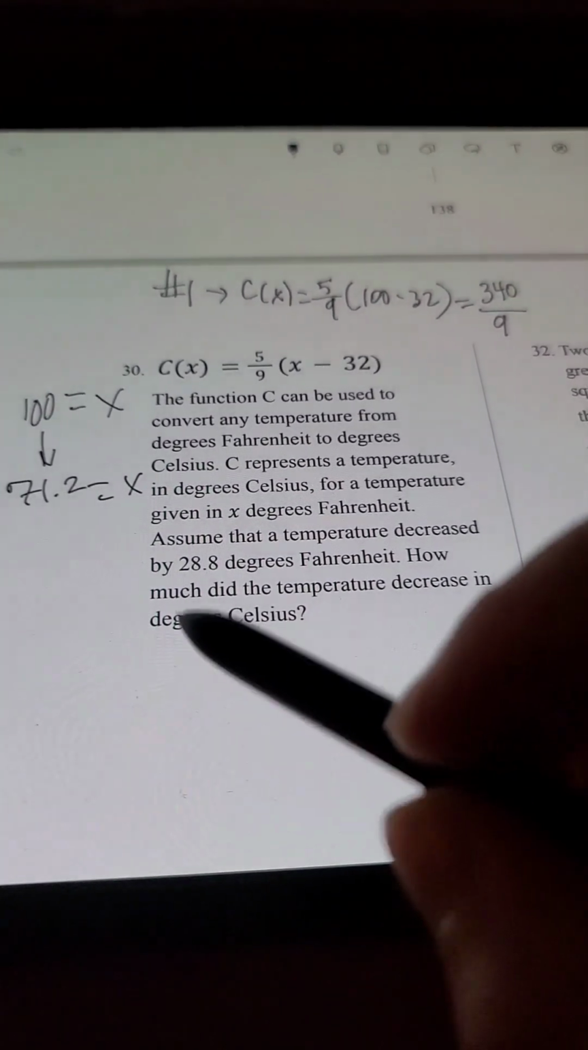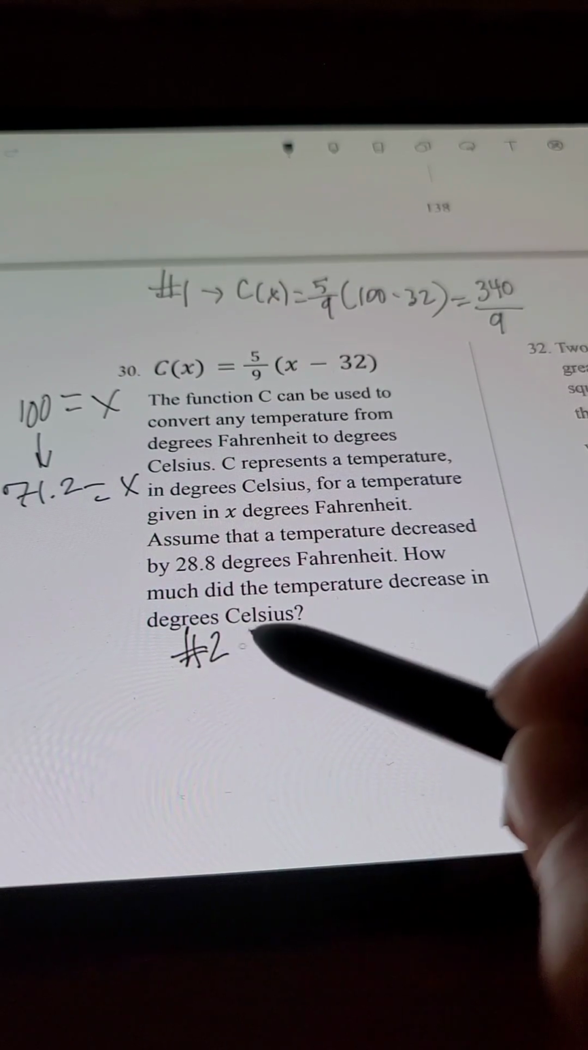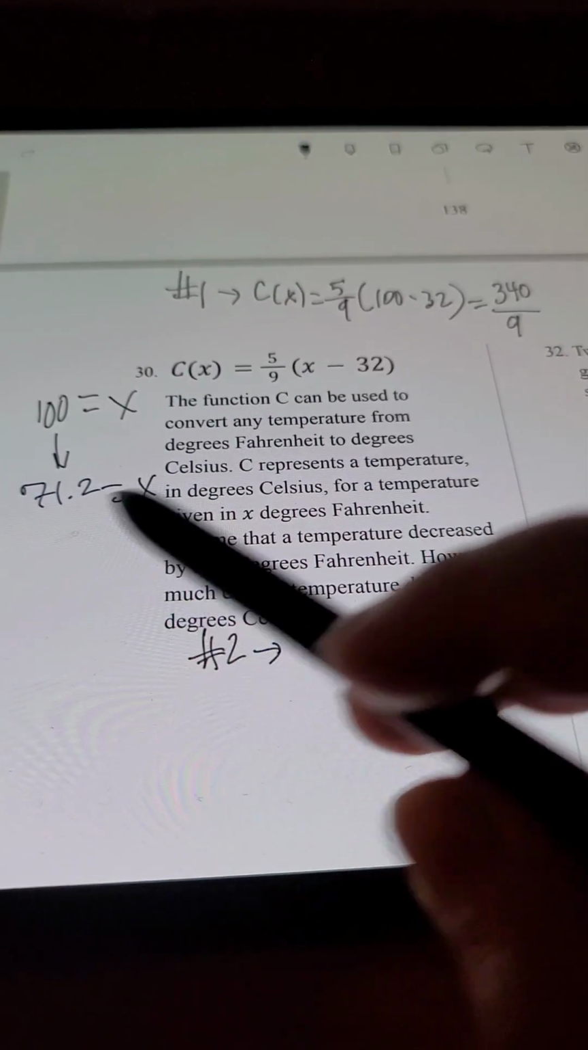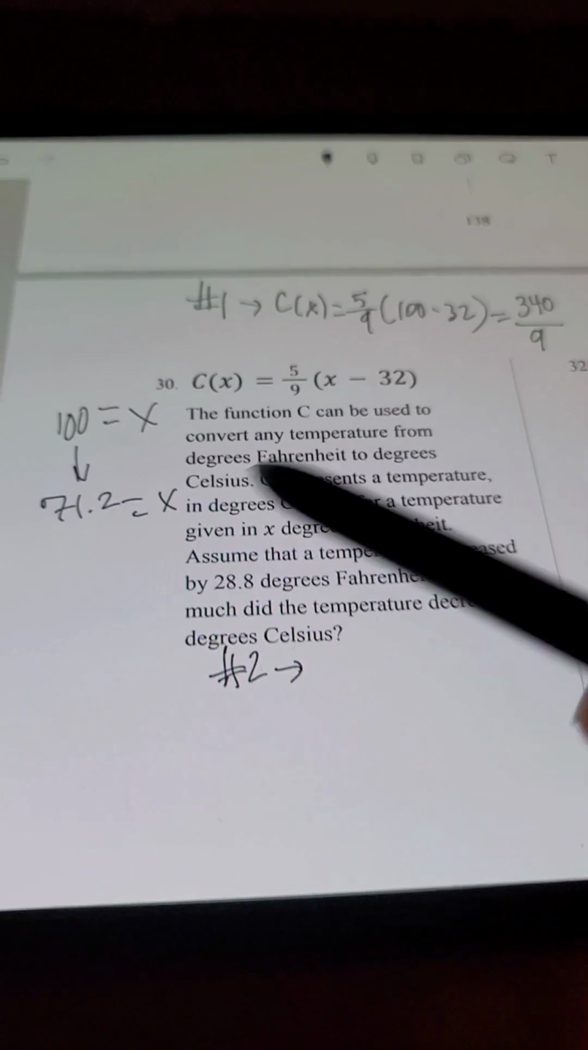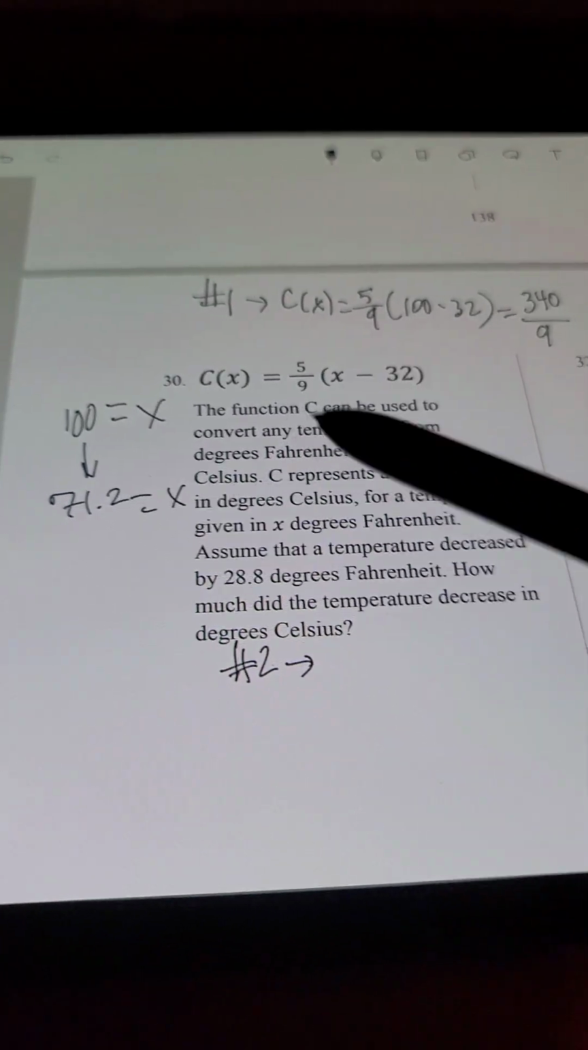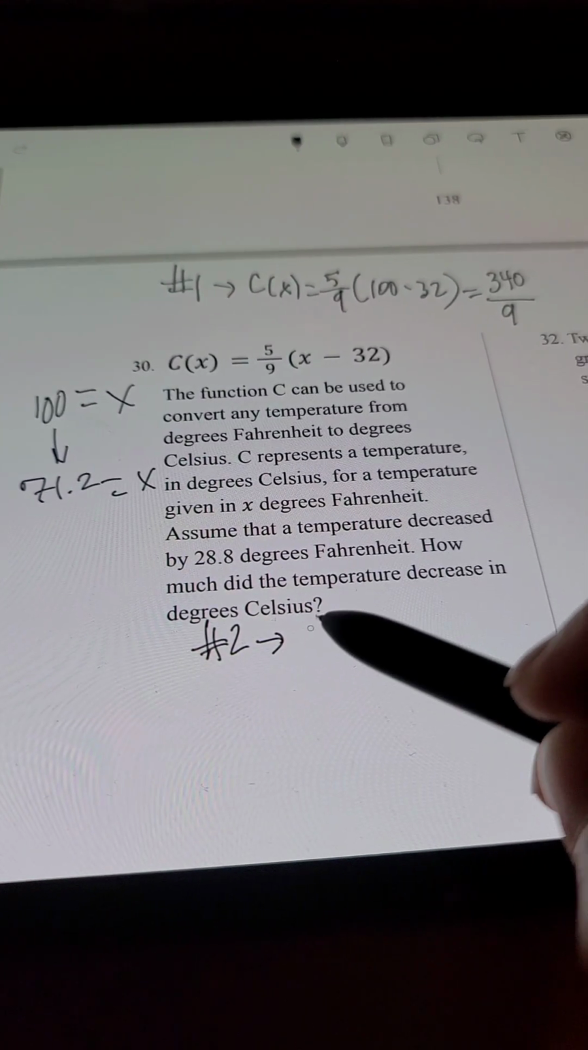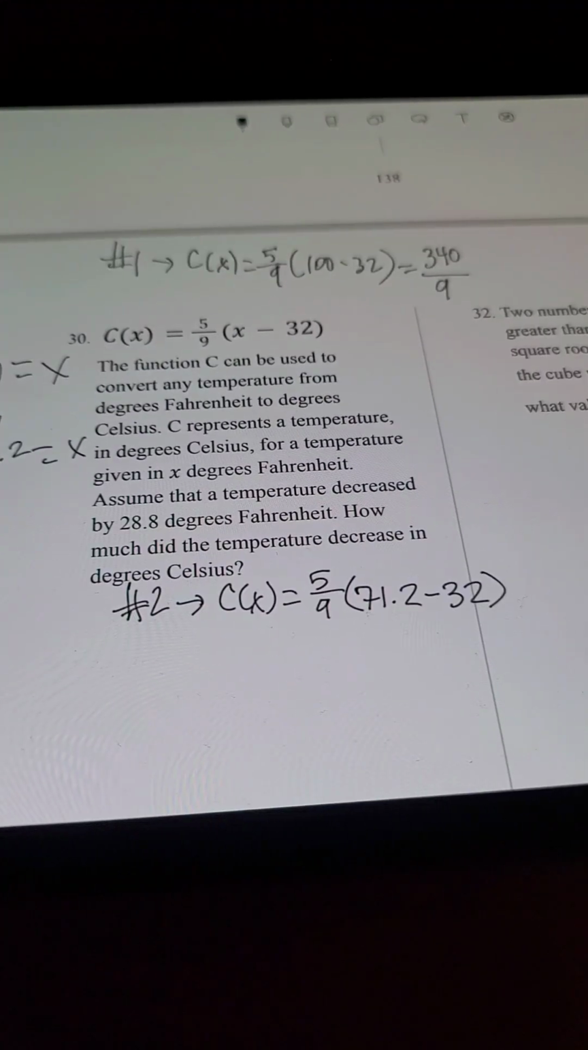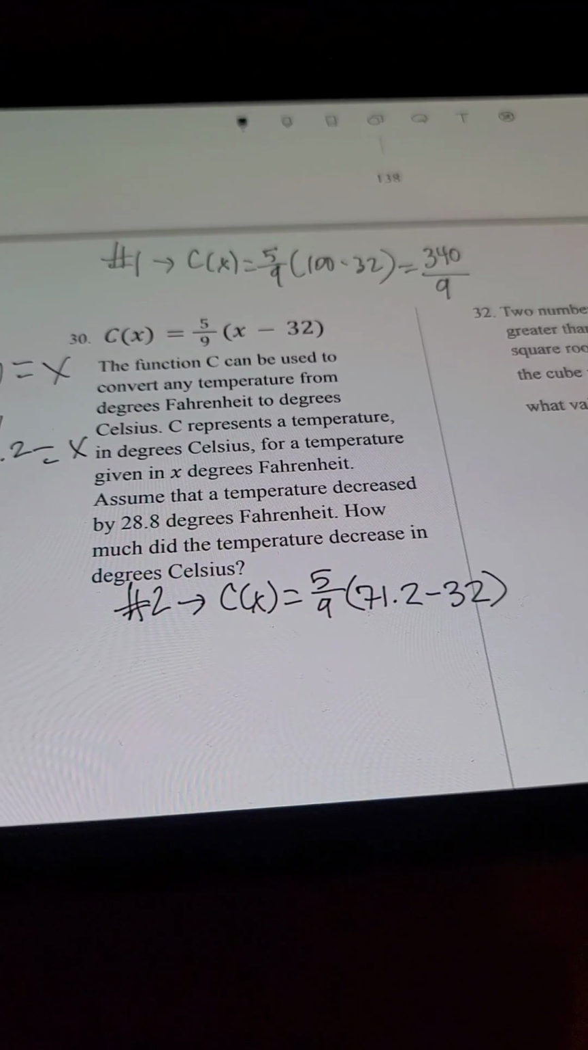Now let's go to situation number 2. Remember, for our second situation, we're using the same equation, but instead of plugging in 100 for x, we're going to plug in 71.2 for x because it's gone down by 28.8 degrees Fahrenheit. So let's do that. So this is what we get when we do that.